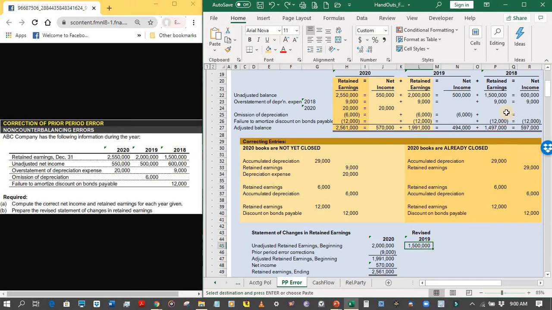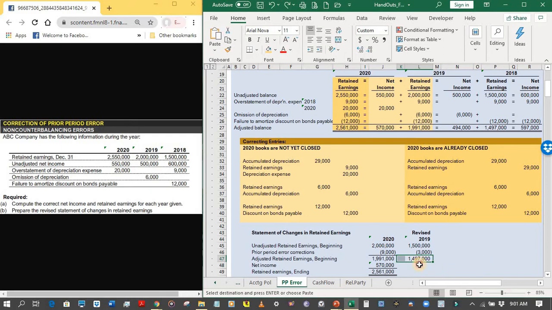So it means that in order for us to adjust the 1.5 million to 1,497,000 pesos, we need the effect of the two adjustments. So these are the 9,000 and 12,000. And the net effect of these errors is an adjustment of 3,000 pesos negative. So that is the difference between negative 12,000 and positive 9,000 pesos. So 1.5 million minus 3,000 pesos is 1,497,000 pesos.